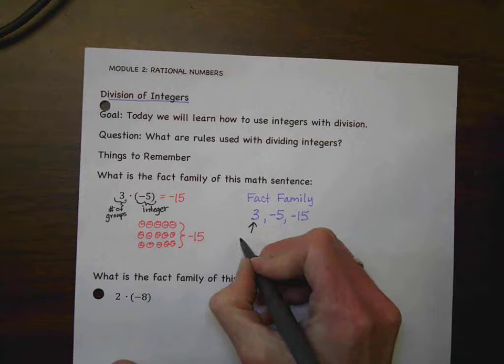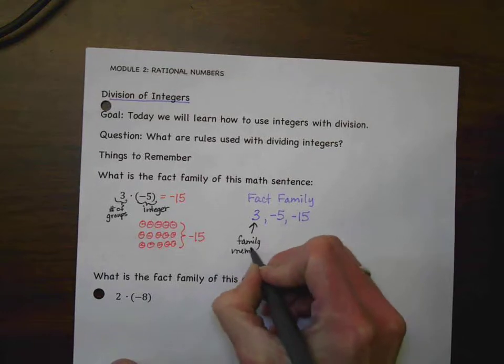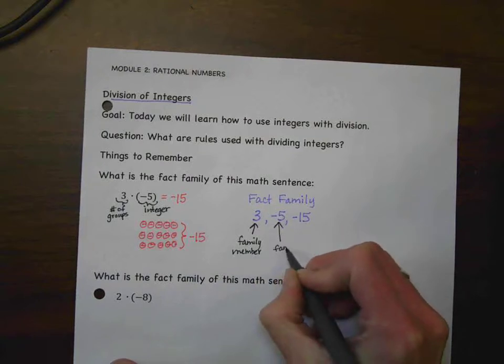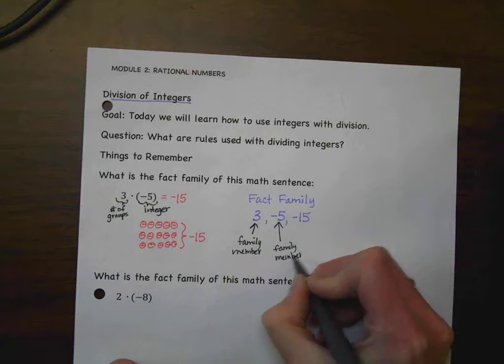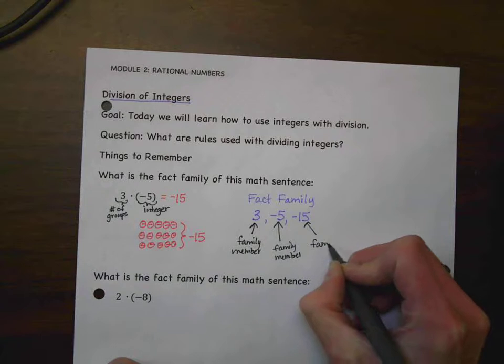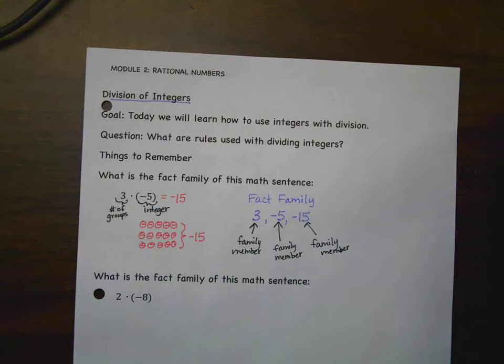This integer is the family member, okay? This negative 5 is a family member. And this negative 15 is a family member. All right, and what I want you to think about when we're talking about family members is think about your own family, okay? You have you, and then if you have your mom, you have your dad, you have your brothers, you have your sisters, if you have that.